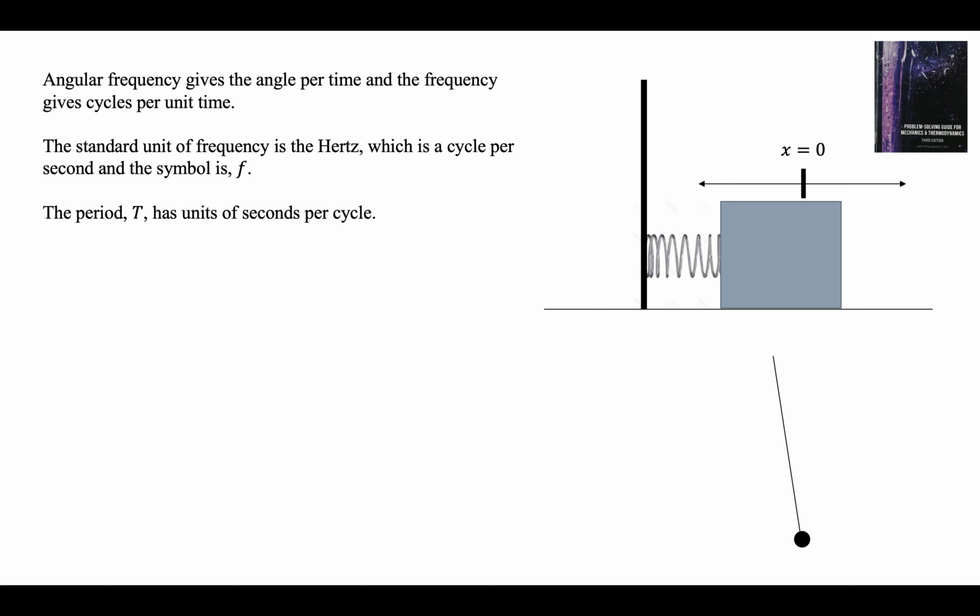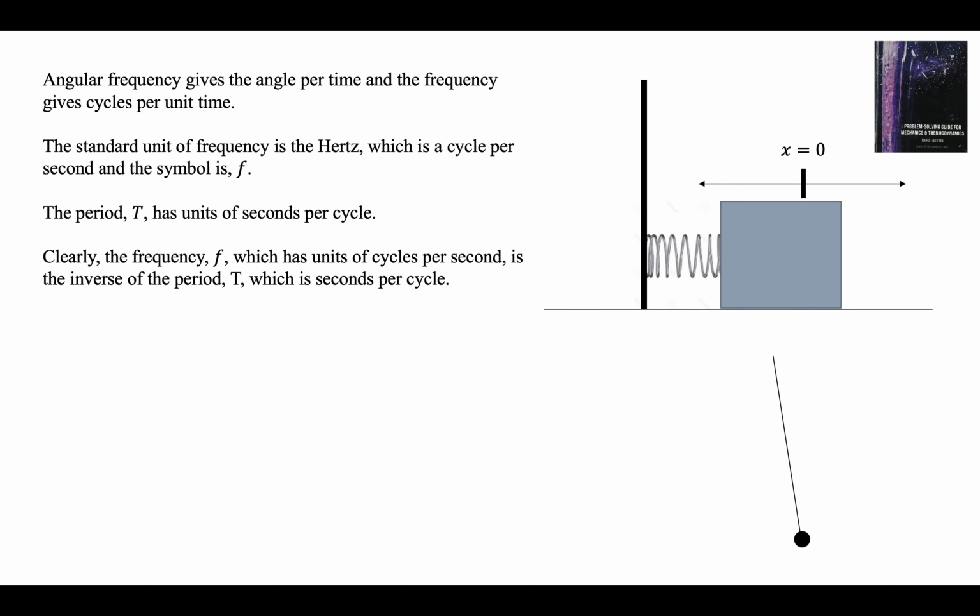The period T has units of seconds for one cycle. That's the definition of the period, the time per one cycle. The frequency, which has units of cycles per second, is the inverse of the period, which has seconds per cycle.